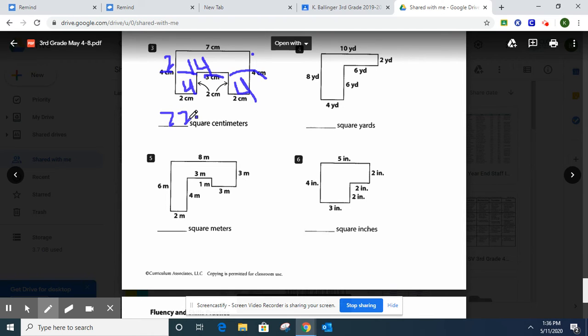22 square centimeters. Now remember, when you get to writing this on your own, and you will in 4th and 5th and 6th, don't forget to write square, okay? That is important when you're measuring area. Okay, over here.